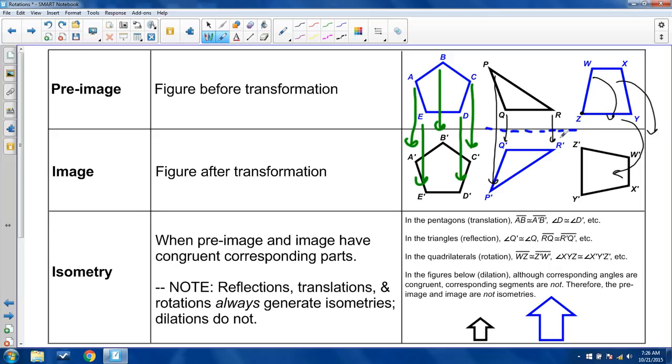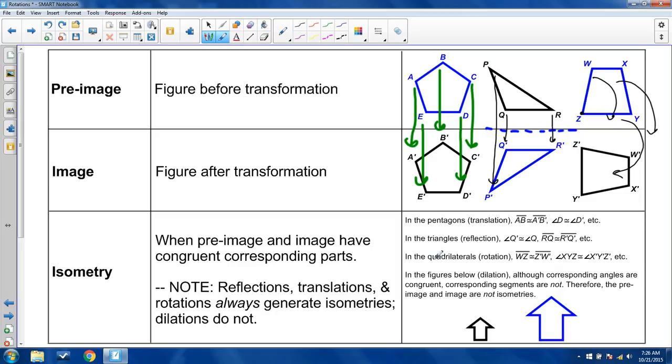Now, all three of these transformation types are called isometries. That's when the preimage and image are congruent to each other. You can find A and A prime, the angles will be congruent. Segment BC and B prime C prime will be congruent to one another. The size didn't change. They might have changed their orientation, where they're located, maybe even their color, but they did not change their size whatsoever. You find corresponding parts, they will be congruent. So that's true for all translations, reflections, and rotations.